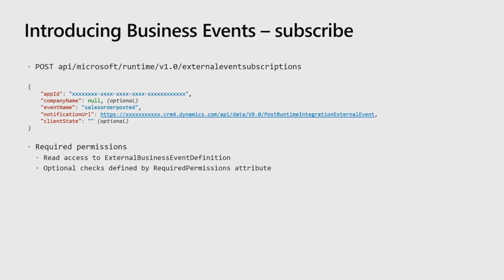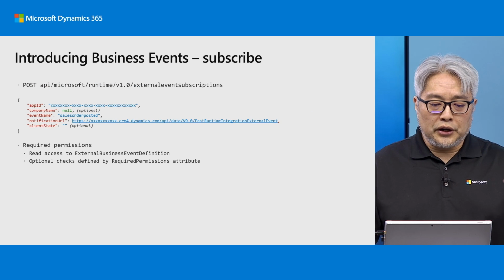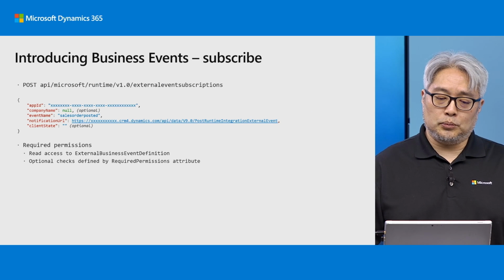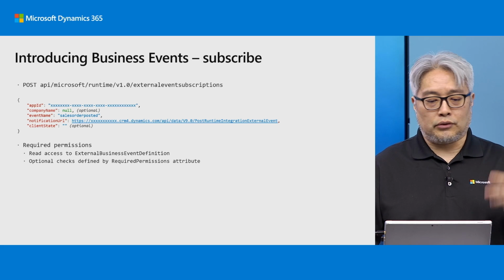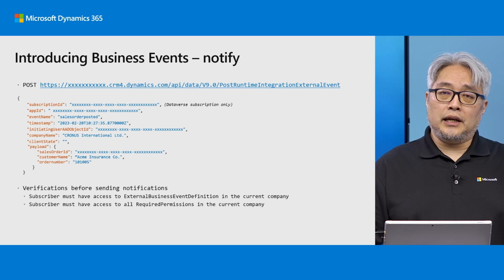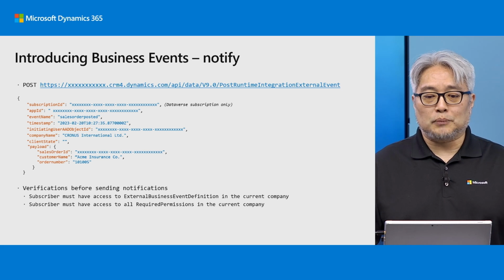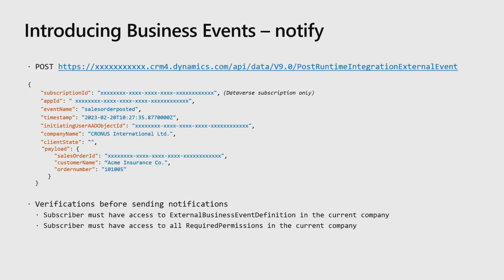And we will also do optional checks depending on how you define your business event, whether there are required permissions that need to be checked, such as read access or write access. Once you subscribe to the events, whenever the action that you subscribed to happens, Business Central or your extension will notify the external system or Dataverse that an event happened.